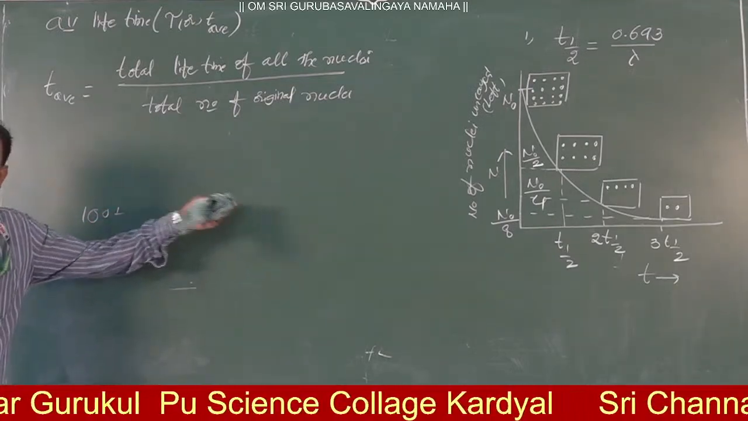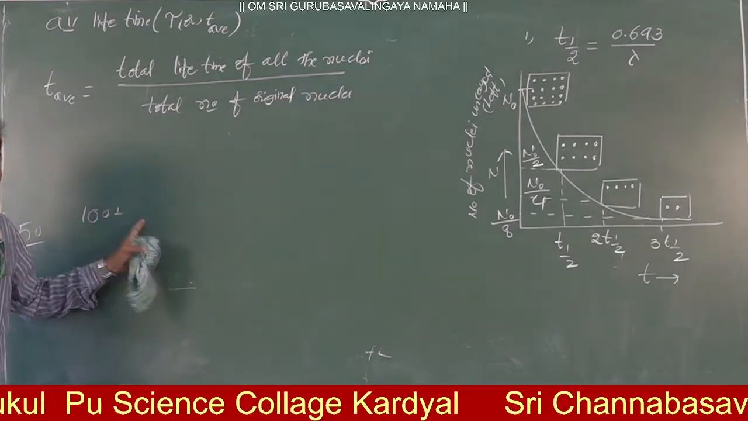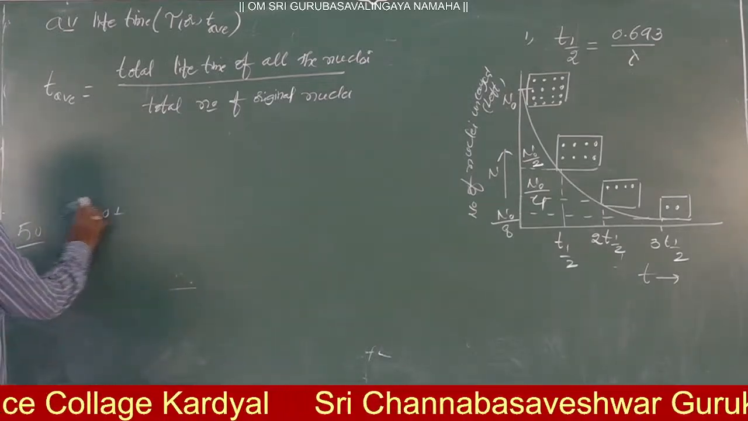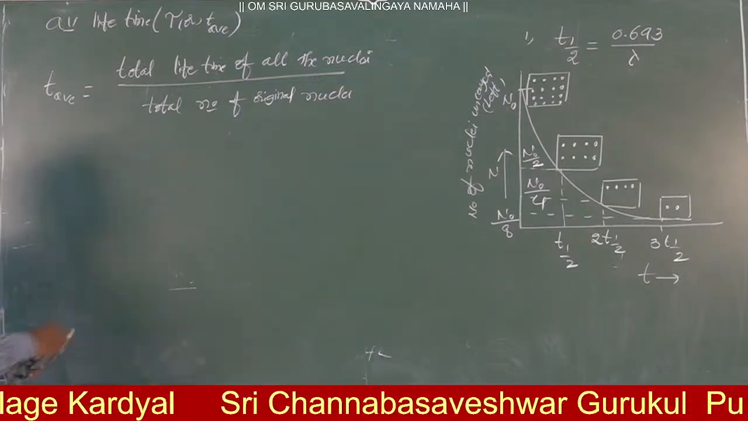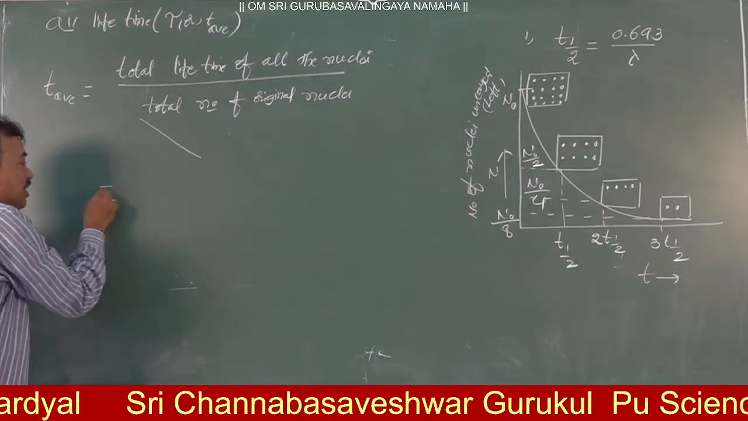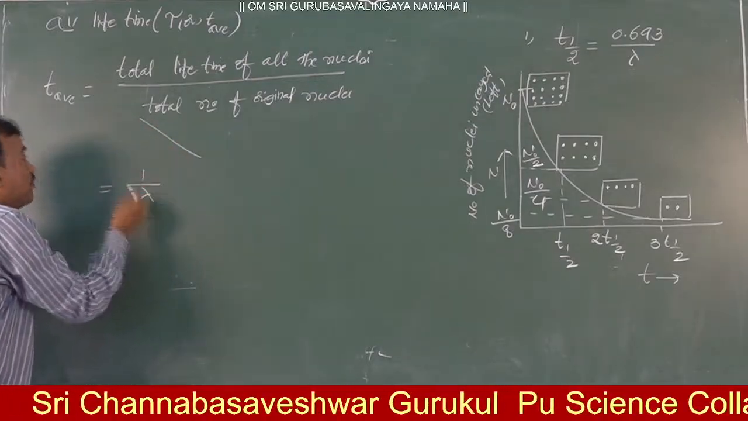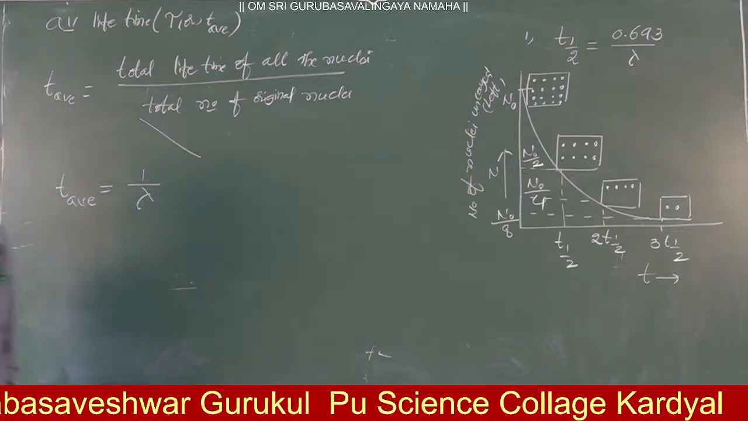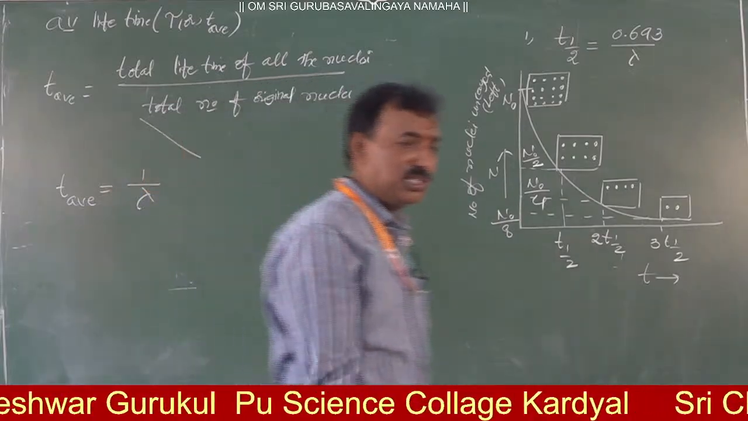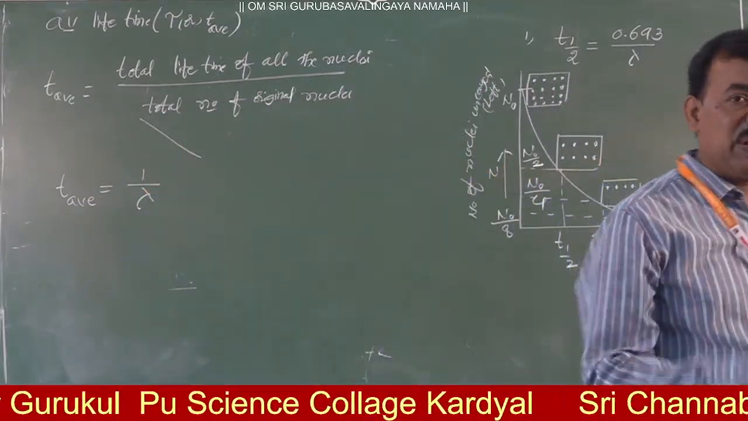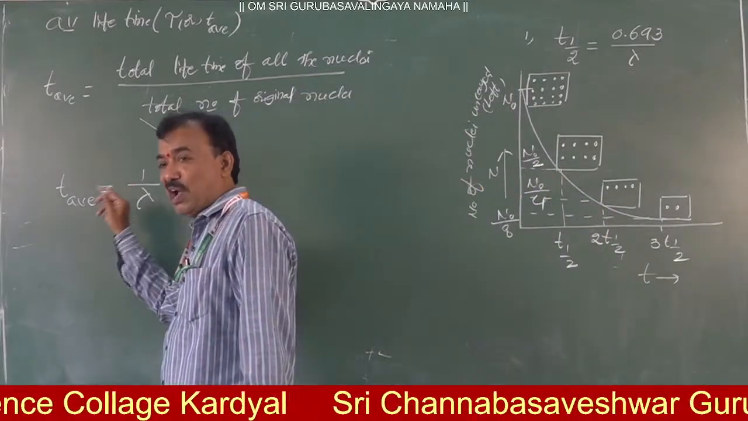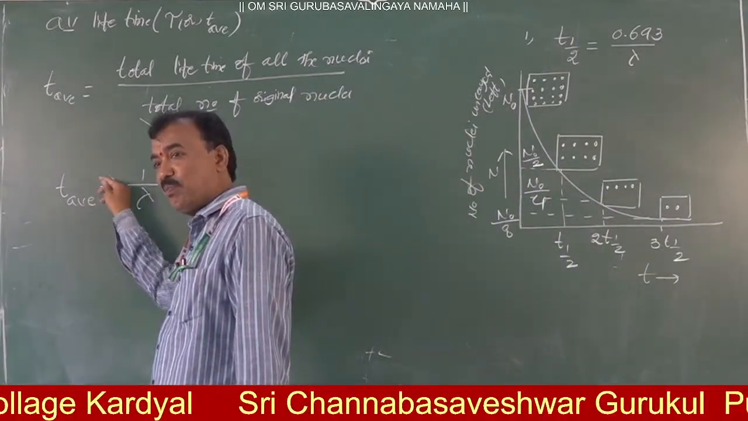The lifetime of all the nuclei, divided by the number of nuclei, is known as the average lifetime. So what is the final equation? The final equation is 1 by lambda. So T average is equal to 1 by lambda. This is the final equation, and you have to practice this last equation. T average is equal to 1 by lambda.